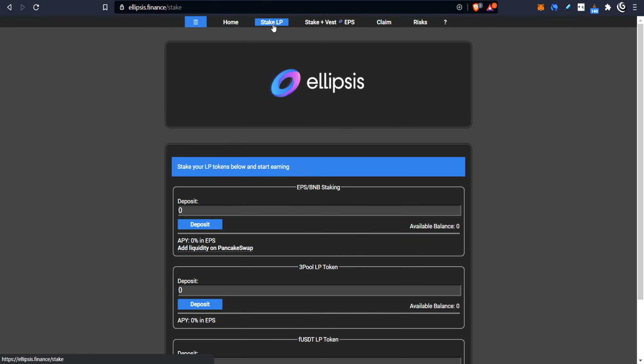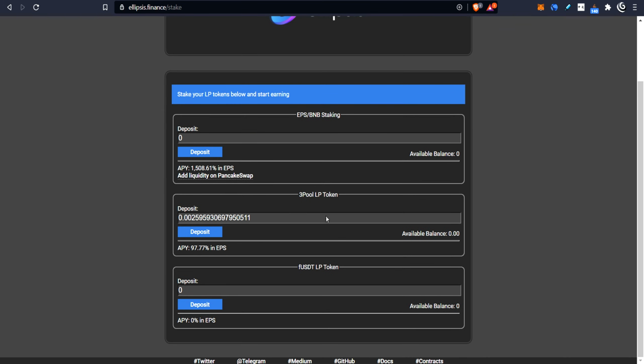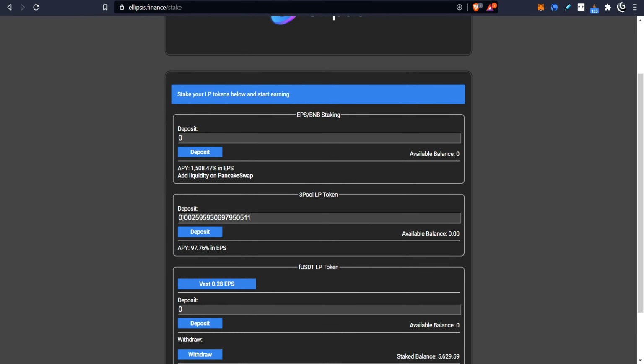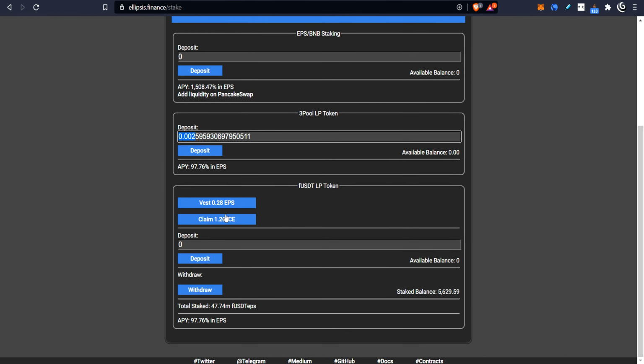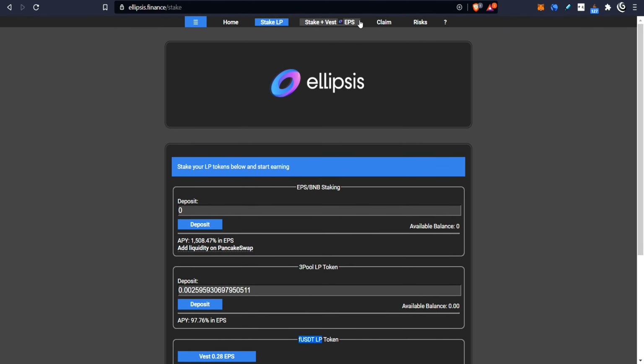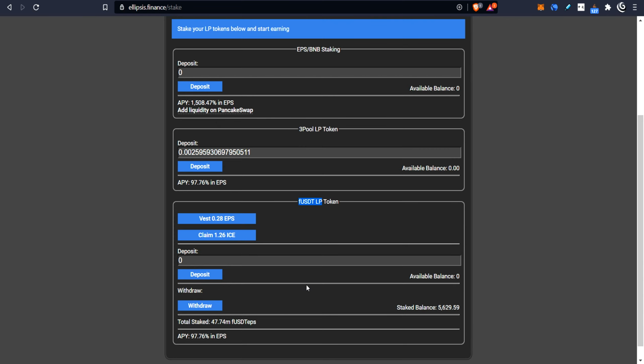So if you had the LPs, like I said before, these 3 pool LPs, you could stick them in here. You see I have a few. I could stick it in here, but it's very little, so I don't bother to do it. And you could also stick the FUSD liquidity pool in here. So you could deposit in here and you would start to gain ICE and gain EPS, and you can claim these at any time here. Now, if you wanted to take all your money out, you would have to withdraw from here. So withdraw your staked LP, and then you would have to go back to that place I showed you a second ago where you would pull out your tokens.